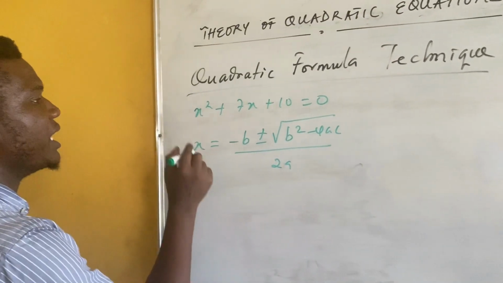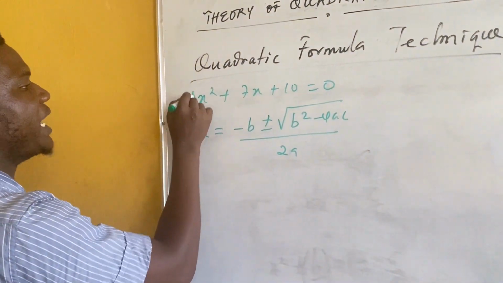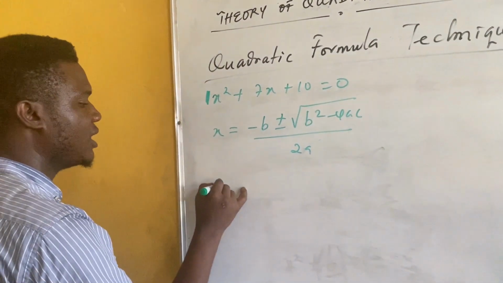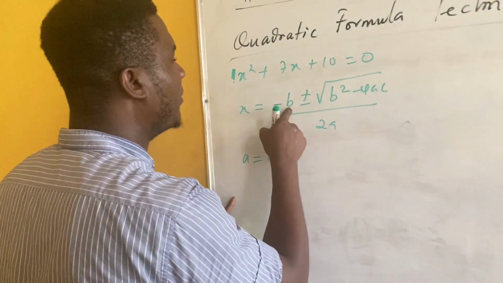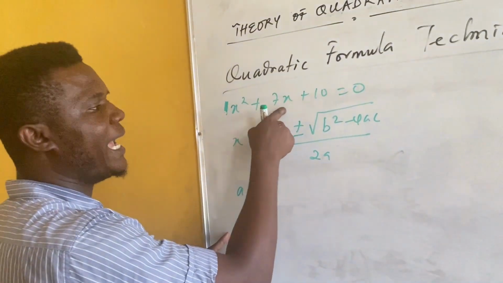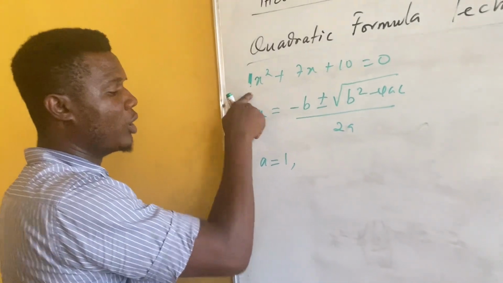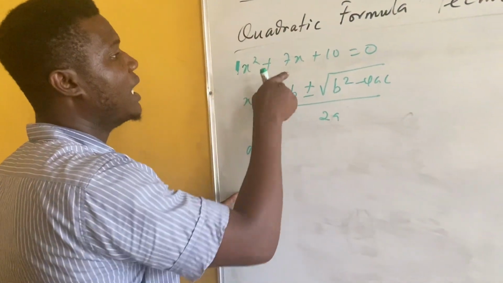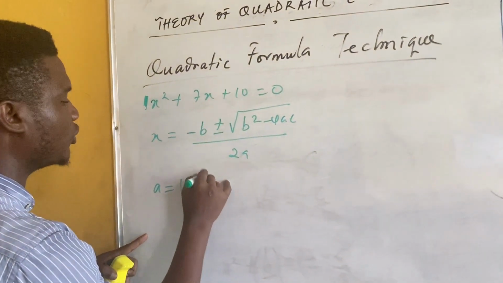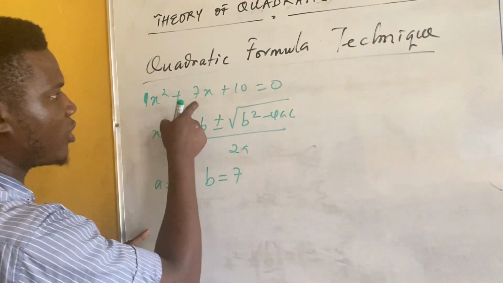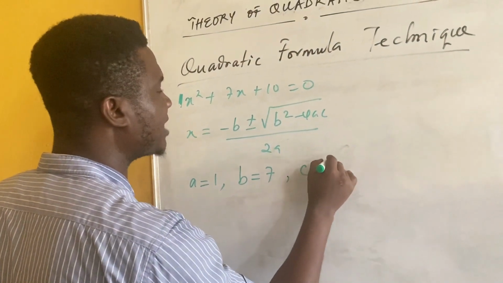So what is your a? Your a is the coefficient of x squared, so I'm going to take a to be 1 because the coefficient of x squared is 1. And your b is the coefficient of x, okay, the linear variable, so I'm going to put b equals 7 because the coefficient of x, the linear variable, is 7. And your c is the constant term, which is 10.